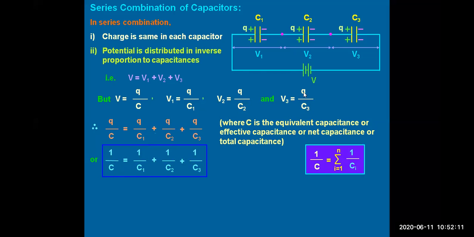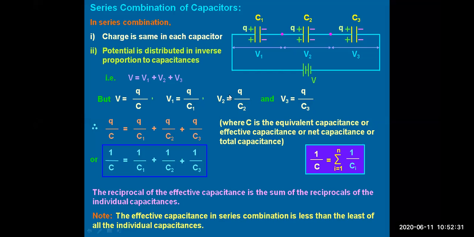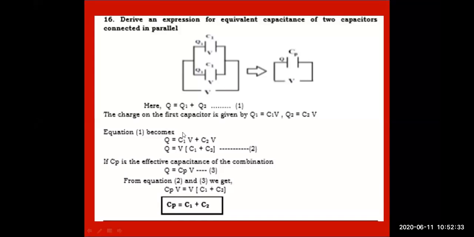Now if there are n number of capacitors, then we can write a sigma notation. Sigma notation means we are adding up. So you will write it in statement form. The reciprocal of the effective capacitance is the sum of the reciprocal of the individual capacitances. Have a book and paper in your hand. We'll see if you're able to derive it for parallel combination. So derive an expression for equivalent capacitance of two capacitors connected in parallel.